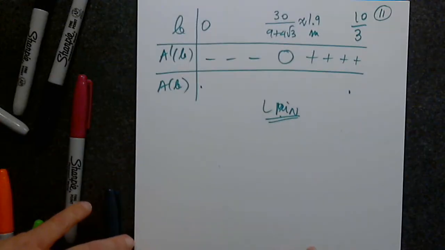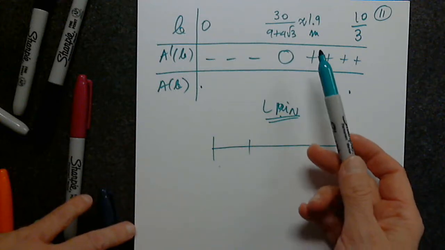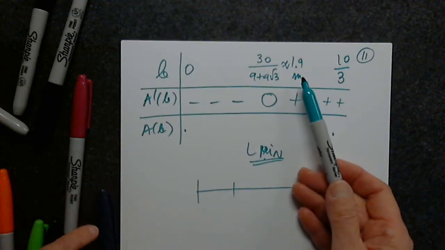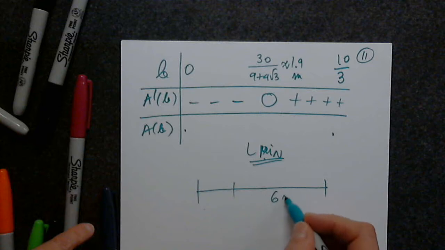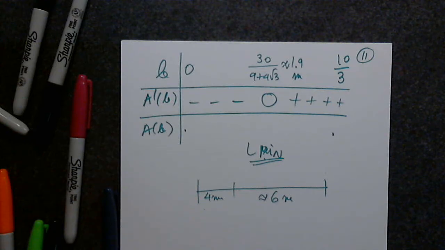For a minimum, if B is 1.9, 3 times B, let's say I'm going to approximate it to 2. 3 times 2 will be 6. Roughly, it's not exactly 6. And this will be 4. So if I want the minimum area, I would use 6 meters for the triangle and 4 meters for the square.